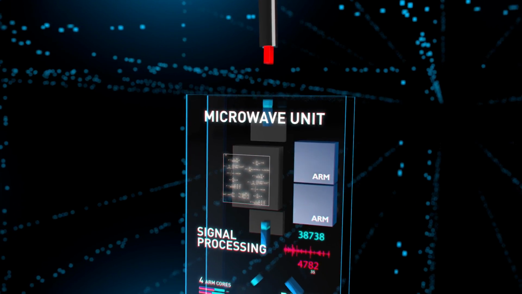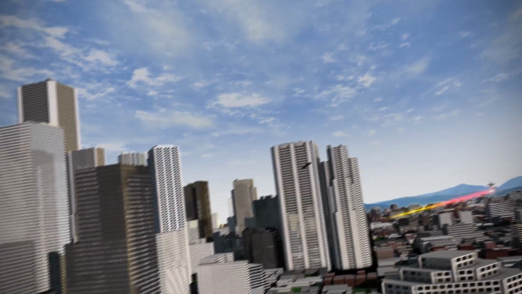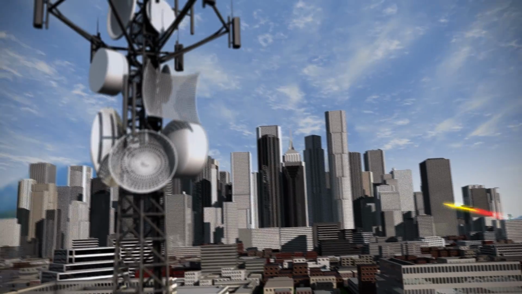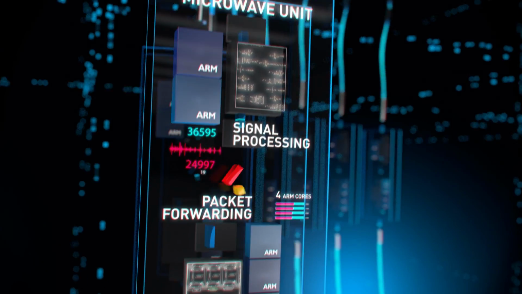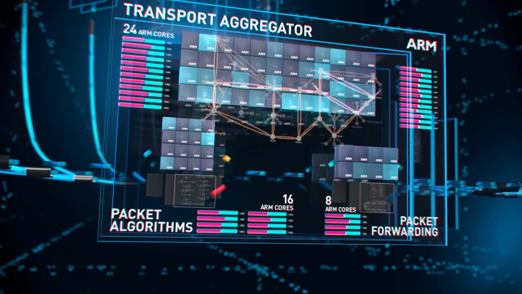Consumer and enterprise data demand is growing exponentially. Coordinating and prioritizing millions of flows per second requires tremendous processing power to inspect and route packets at line rates.